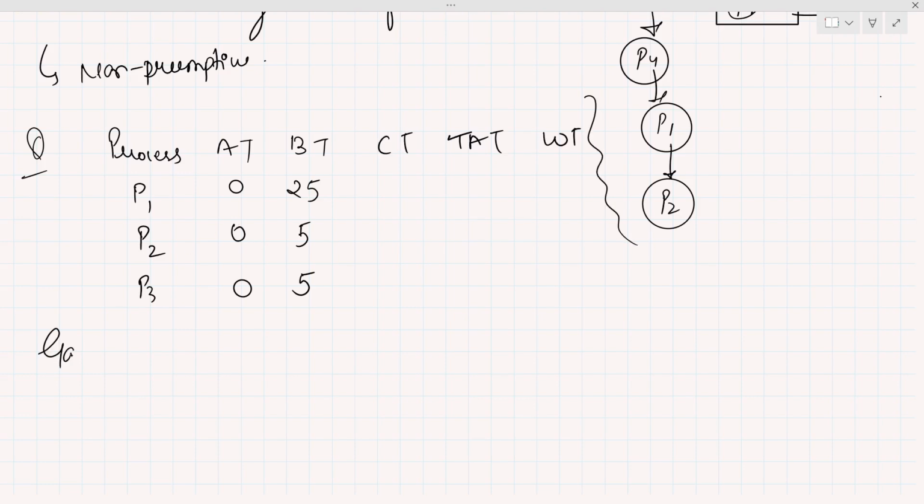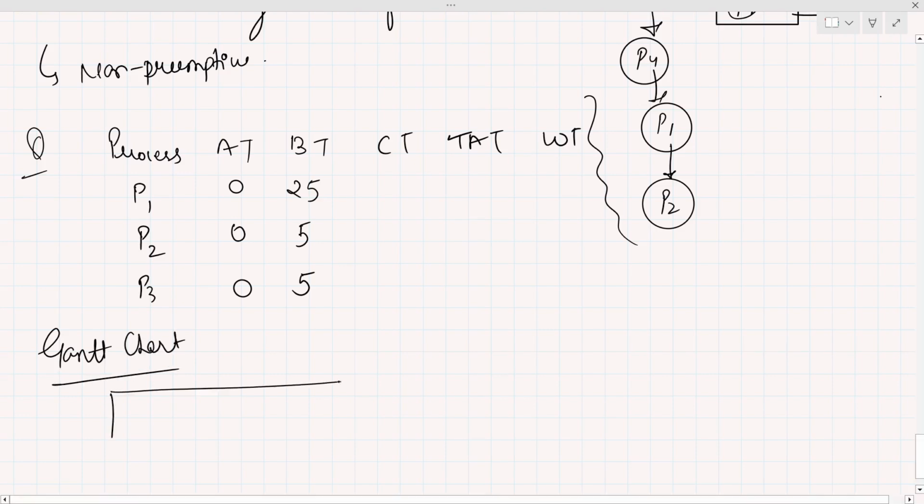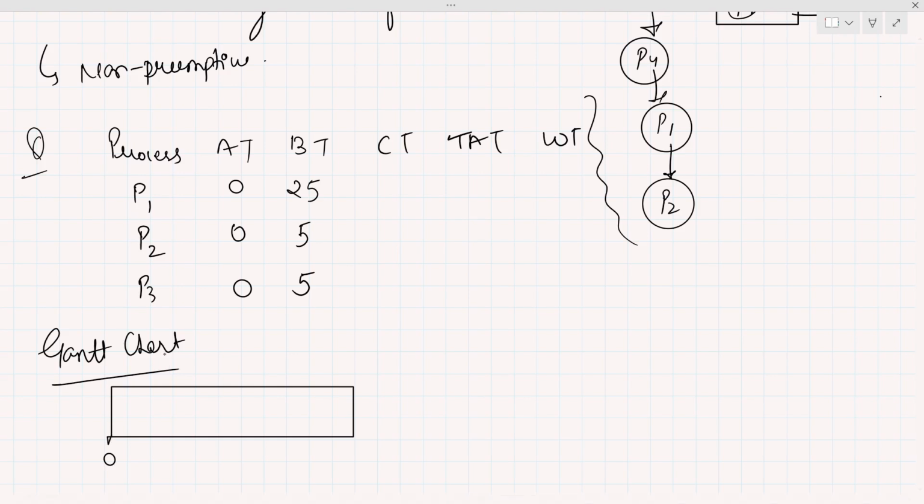For that, we have to make a Gantt chart. So how do we make a Gantt chart? This is our time 0. At 0 all the processes P1, P2, P3 are available, but which process are we going to select? We select the one with the smallest burst time. Here P2 and P3 both have the smallest and the same burst time. So when there is a tie between the BT, we select the process whose ID is minimum.